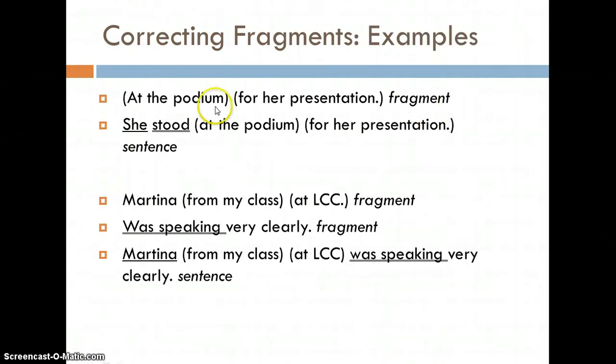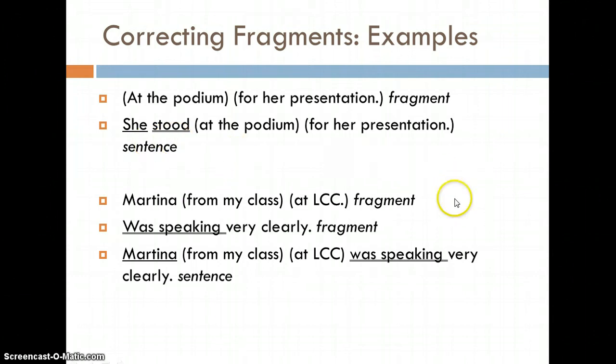Here we have these two prepositional phrases that comprise this fragment. "At the podium for her presentation." No subject, and no verb. But we can make this a complete sentence by adding the subject, she, and adding the verb, stood. "She stood at the podium for her presentation." So we can see how clearly that is now a complete sentence. It has a subject, it has the verb stood, and it expresses a complete thought.